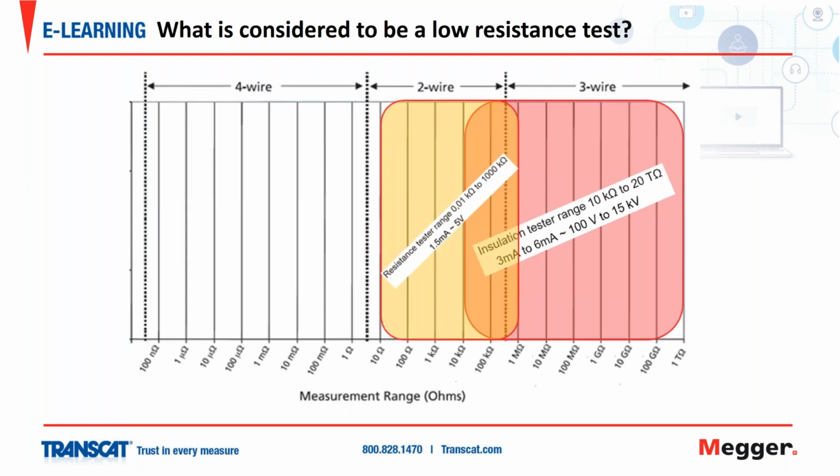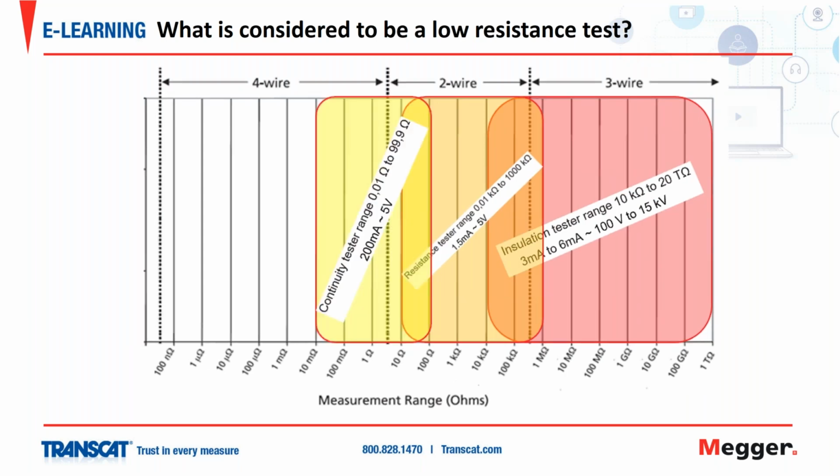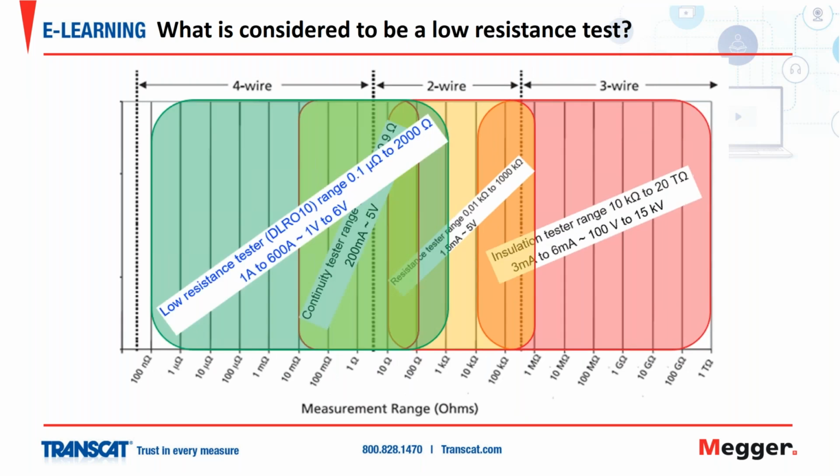Then you have your general resistance testers. These have a range of around 10 ohms up to 1,000 kilo ohms. You'll see they use a low current, low voltage. Then we have our continuity testers, and these range from 0.01 ohms up to about 100 ohms. These use 200 milliamps as a test current. Then we get into the 4-wire measurement. This is low resistance testers. When you look at the range there, it's 0.1 microohms all the way up to 2,000 ohms. These are using a higher current, from 1 amp all the way up to 600 amps for some applications.